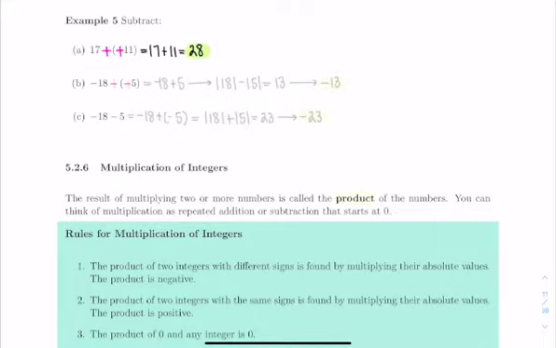Same thing goes with the second one. I have two negatives in the middle, so we really end up with negative 18 plus 5. Now we want to make sure that we take the smaller absolute value from the larger. So the absolute value of 18 minus the absolute value of 5 is 13. But because 18 is the bigger absolute value and it was negative to begin with, we get negative 13 as our answer.